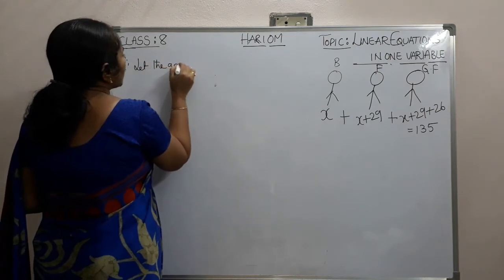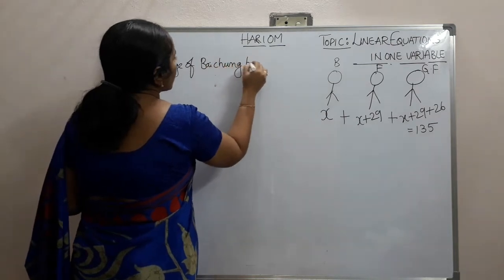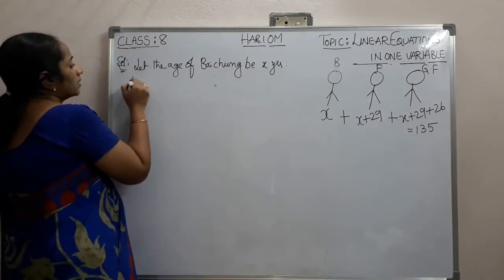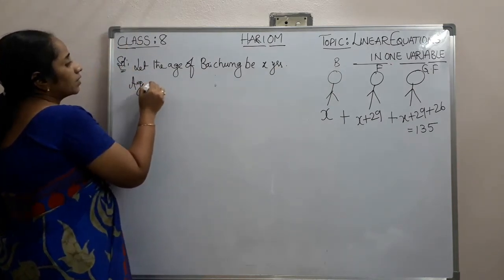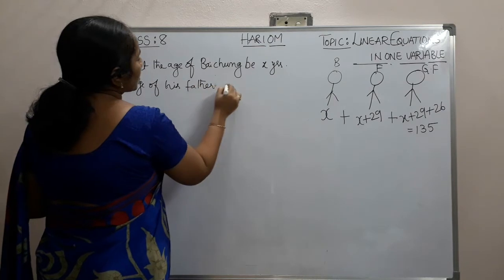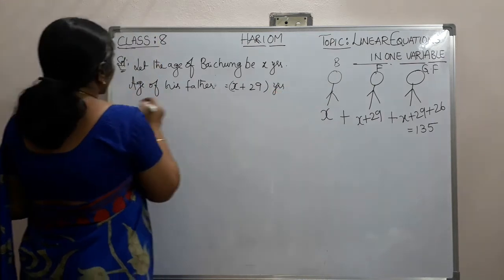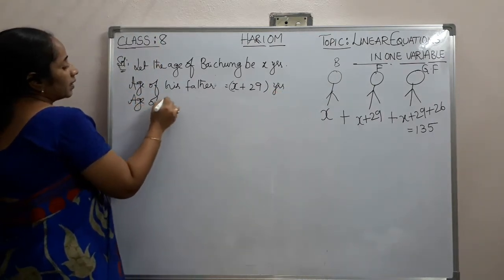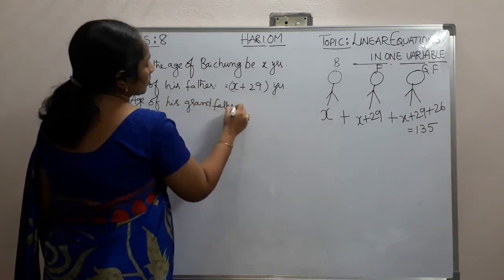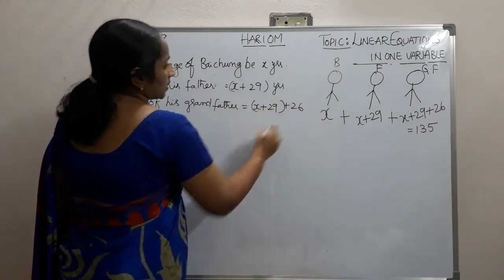So let the age of the boy be x years. The age of his father is x plus 29. The age of his grandfather is x plus 29 plus 26.